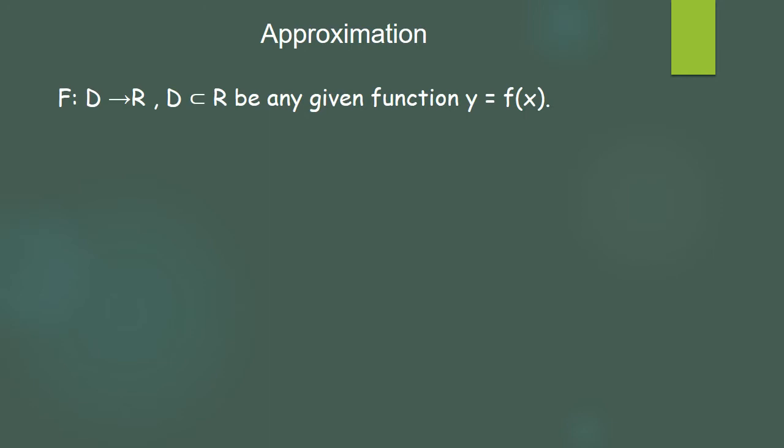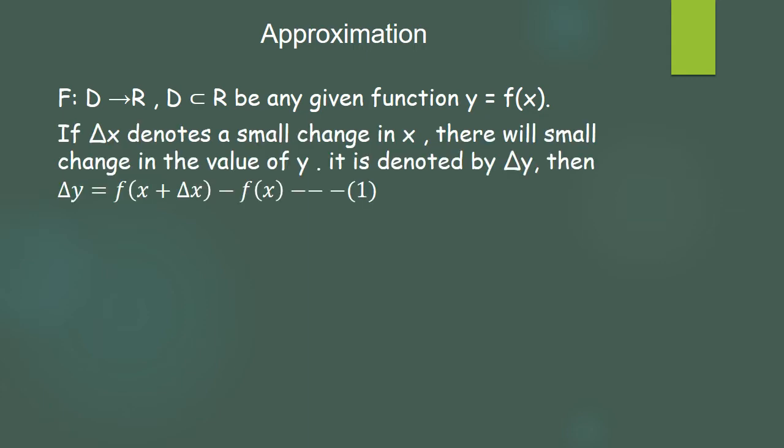For that, let the function f be from D to R, where D is a subset of R, given by y is equal to f of x. As y is a certain function of x, y depends upon x. As there will be a small change in the value of x, it will show a change in the value of y. So delta x will denote a very small change in the value of x. There will be a small change in the value of y, and that change will be denoted by delta y.